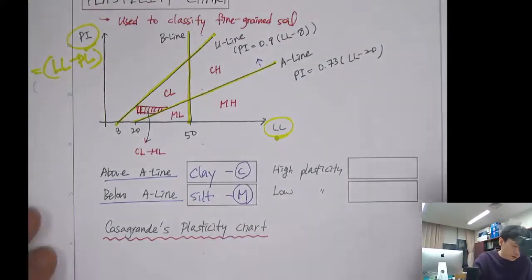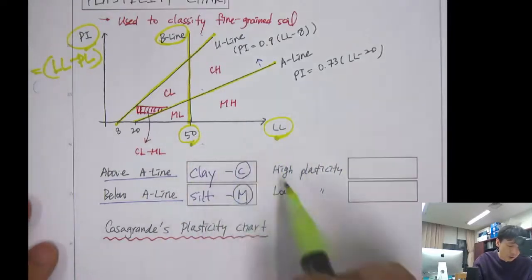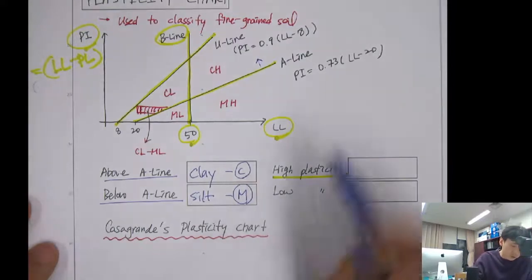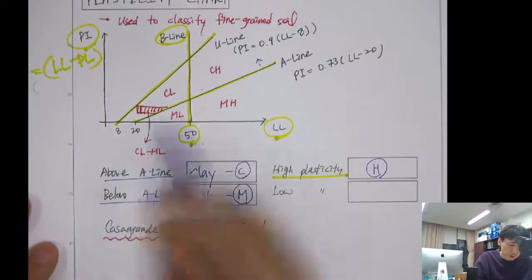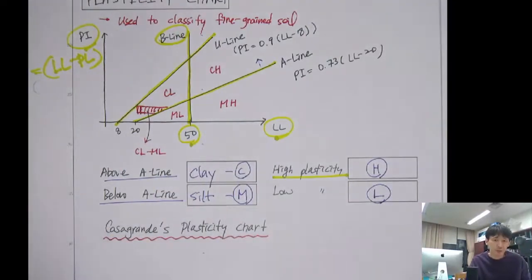And the B line is the straight vertical line at the liquid limit of 50. So if the liquid limit is larger than 50, it's called high plasticity soil, and we use the symbol H. When the liquid limit is less than 50, it's low plasticity soil, and we use the symbol L.